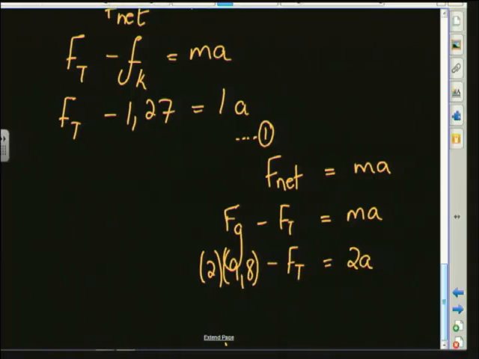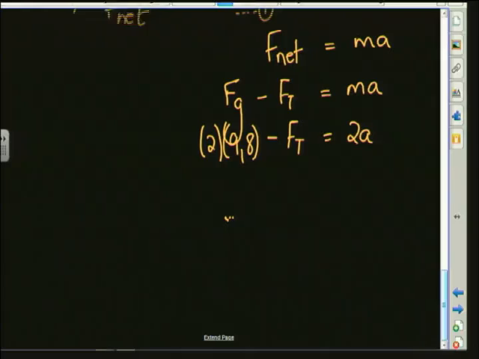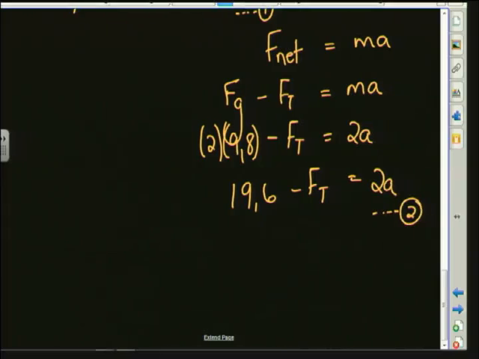Okay, well, acceleration due to gravity, because it's not 10. My page has decided it will extend for me. All right, so this gives me 19,6 minus Ft equals 2a. Now, at this point, there are a couple of ways for you to solve for a, because that's what we want. We want the acceleration.